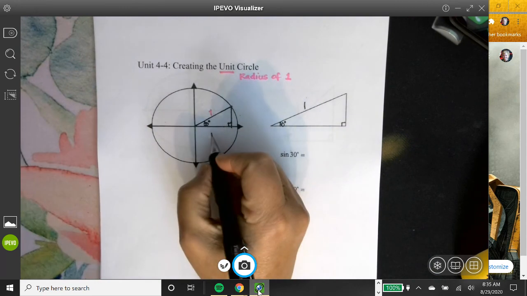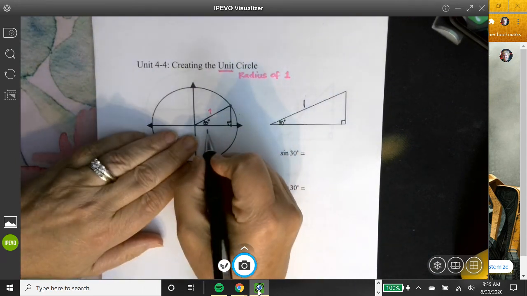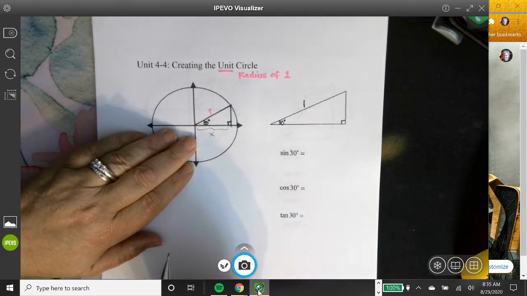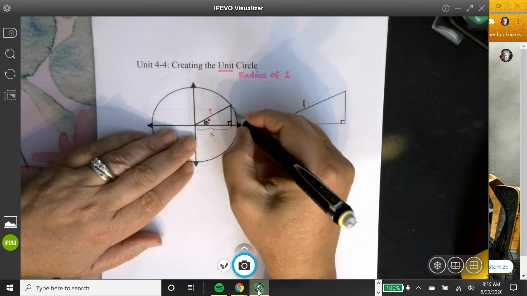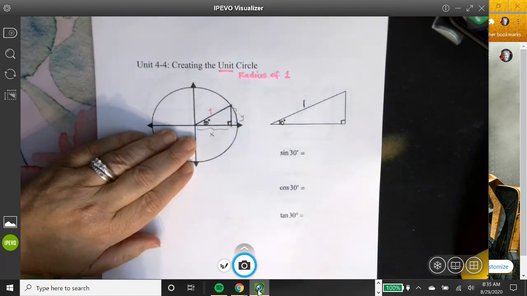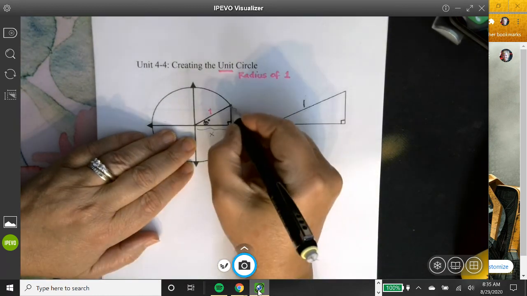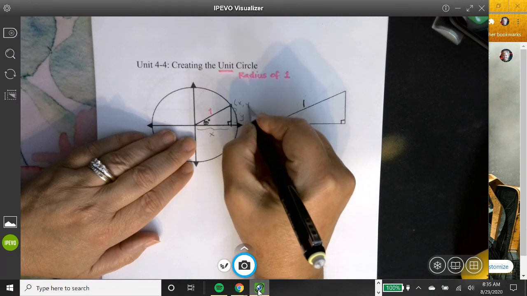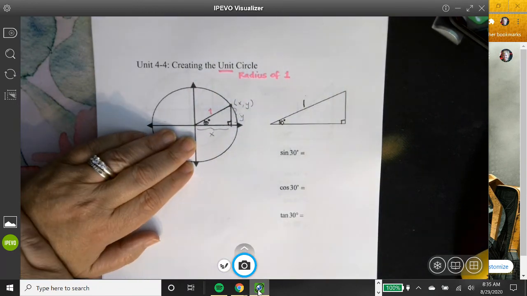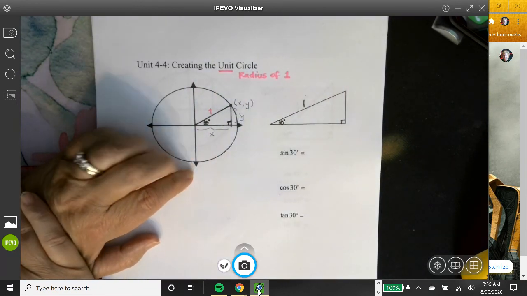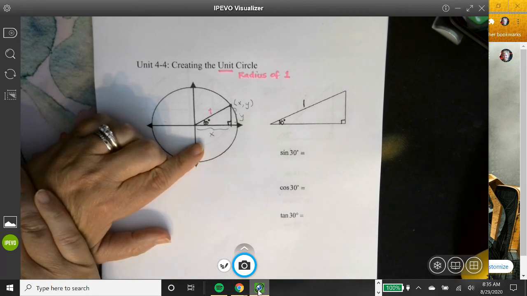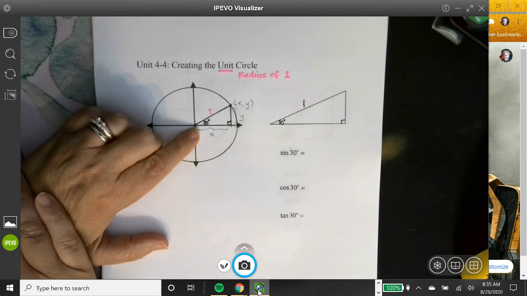But before we work with this one, this distance here is x. We're going to call that x. And this distance here we're going to call y, which makes this point right here on the unit circle x comma y. And we're going to use our knowledge of our special right triangle relationships to figure out what that point on the unit circle is, if this angle here is 30.